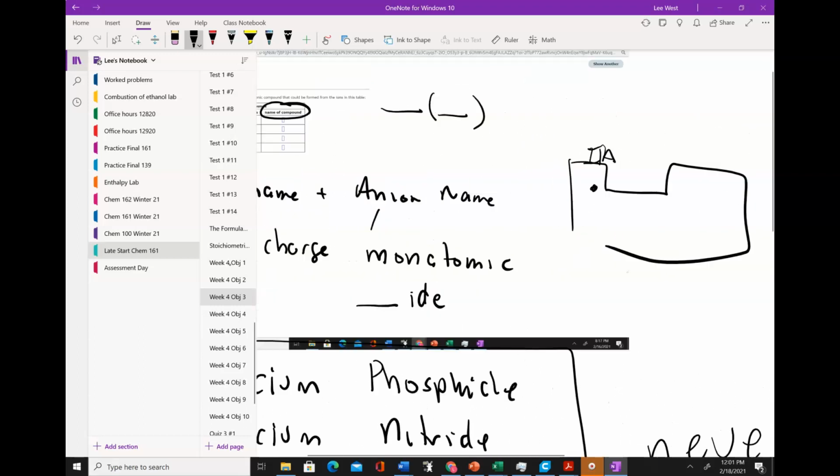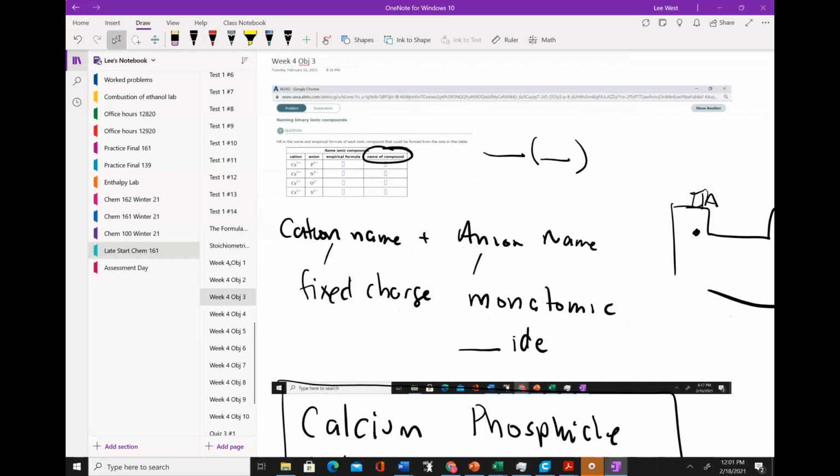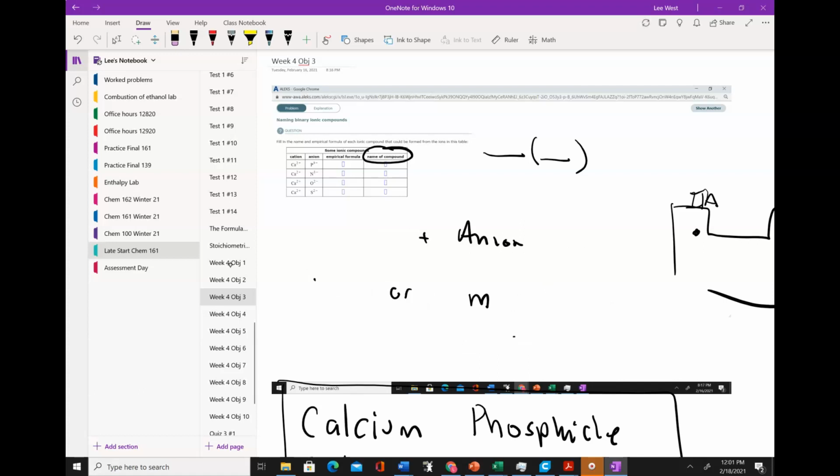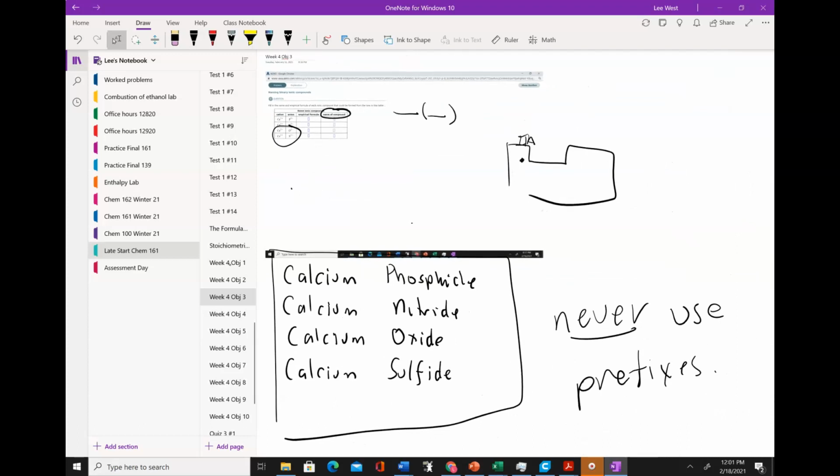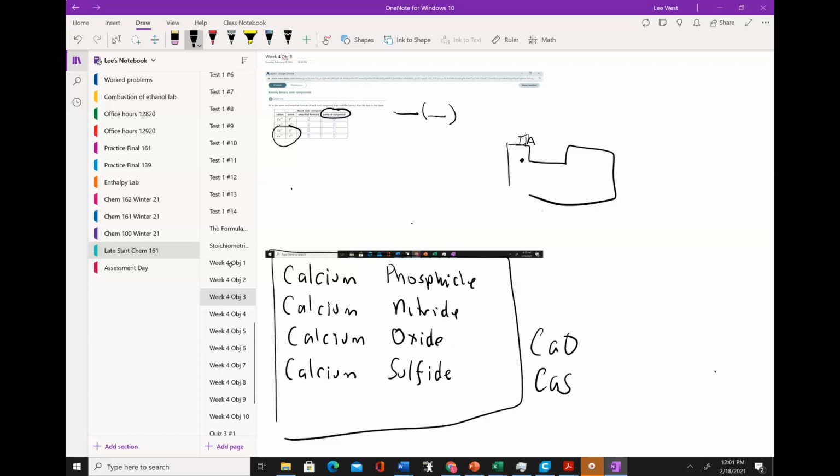Alright, so now let's go on and do the formulas. We have two rules for the formulas, right? When the charges are equal and opposite, they're just going to combine 1 to 1. So let's see if we can find any where that is the case. And clearly it's the last two here. They have equal and opposite charges. So calcium is going to combine 1 to 1 with oxygen and sulfur. So the formulas are just going to be CaO and CaS, because those guys have equal and opposite charges.